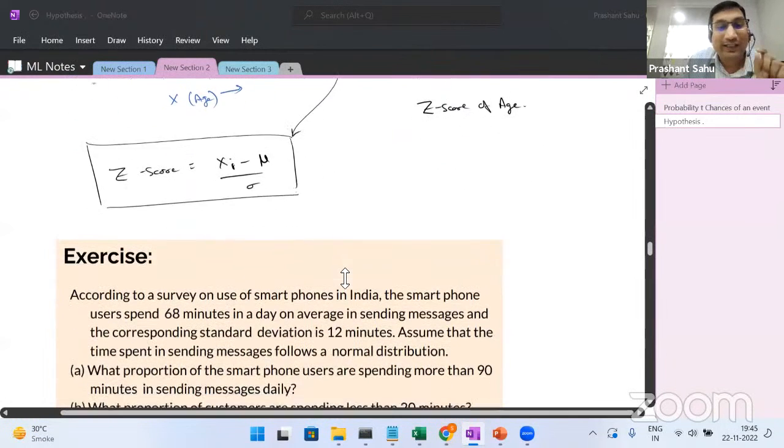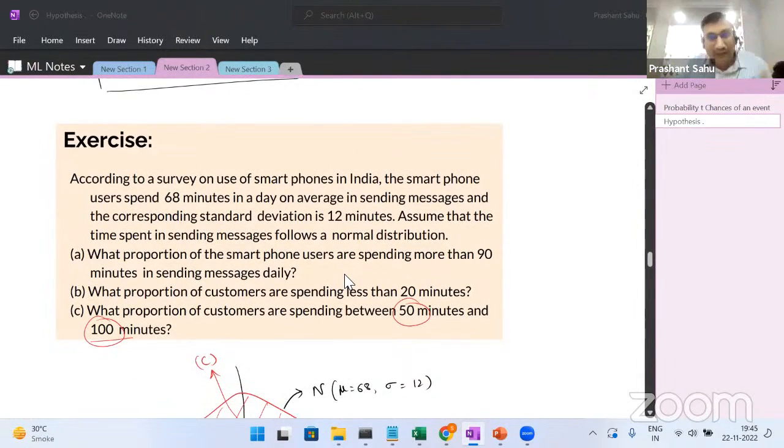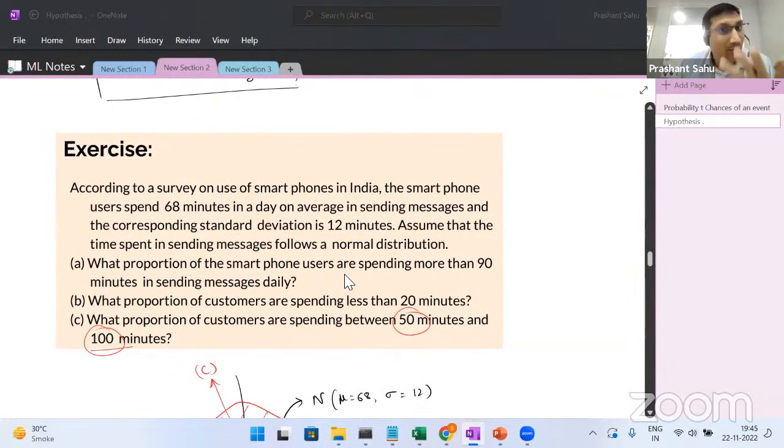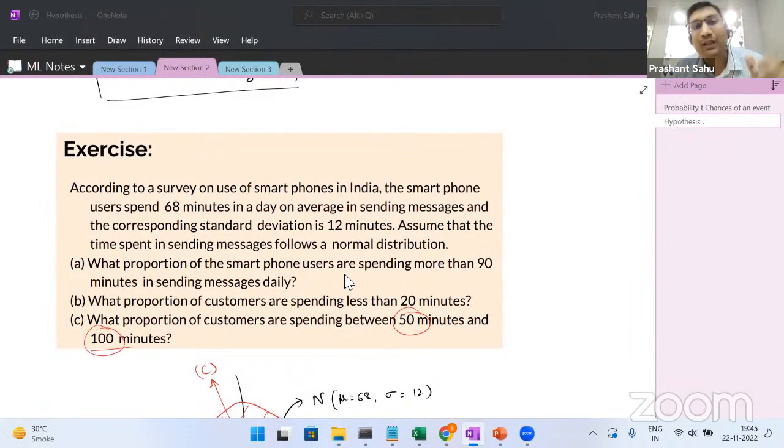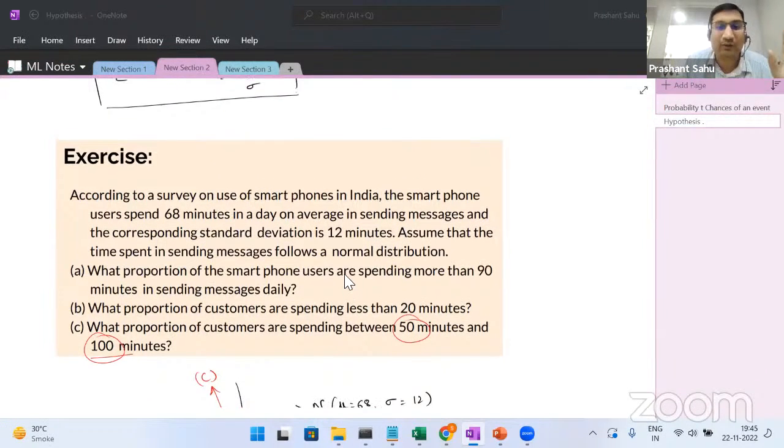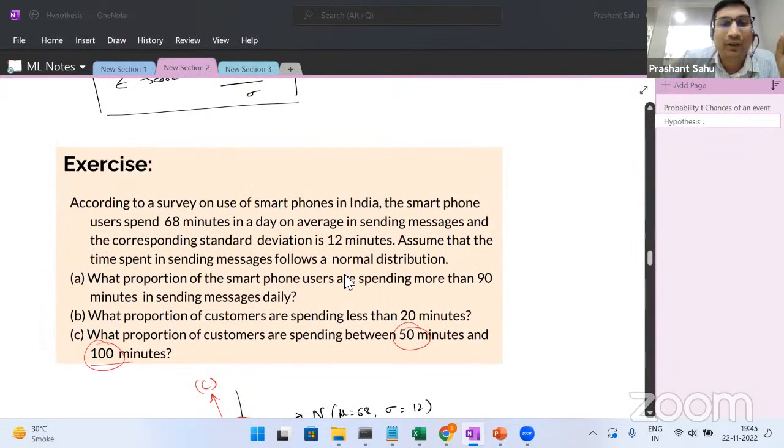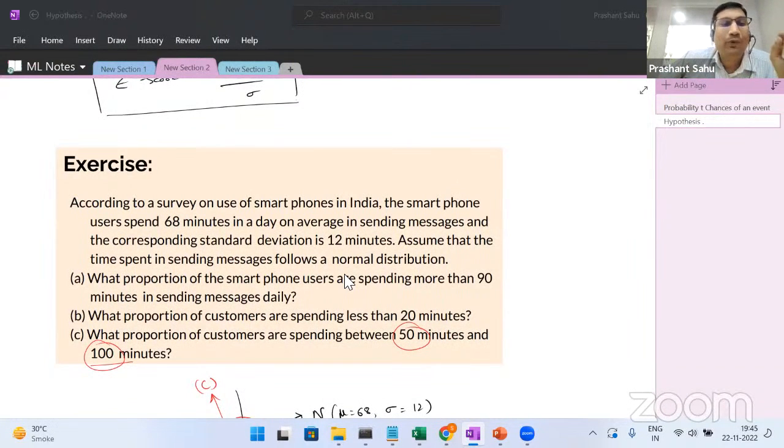Fine. So let's take a quick exercise. The first exercise: with this much amount of knowledge, can I actually solve a business problem? This is not a hypothesis testing problem, but still a business problem, which can be solved by purely the knowledge of normal distribution. So this is how the question goes. According to a survey of smartphone users in India, these are made up numbers, so don't worry. The smartphone users spend 68 minutes in a day on average in sending messages, and the corresponding standard deviation is 12 minutes. Now assume that the time spent in sending messages follows a normal distribution.